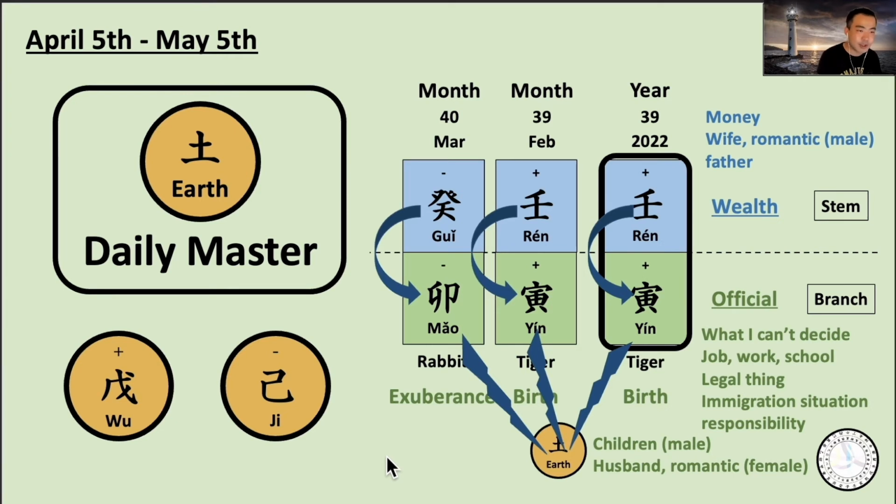We can look at the perspective of children. We can look at the perspective of the husband. For example, if we put this tiger in this year as my husband, in a female's chart, or if it's a husband, we can say this Earth Daily Master's husband might want to study this year, might want to go to school this year because the water is supporting the wood. Anyway, those money problems generate the official, the legal thing, or my job responsibility, school responsibility.